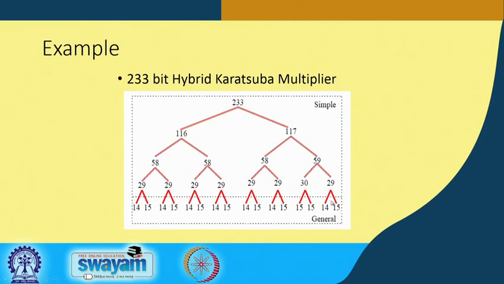This is a reminder of where we stopped in the last class. We want to implement a 233-bit hybrid Karatsuba multiplier. The strategy is that I take 233 and decompose it into 116 and 117. Then I decompose 116 into blocks of 58 and 58, and 117 into 58 and 59, and I do that gradually until I have dimensions lesser than my threshold.